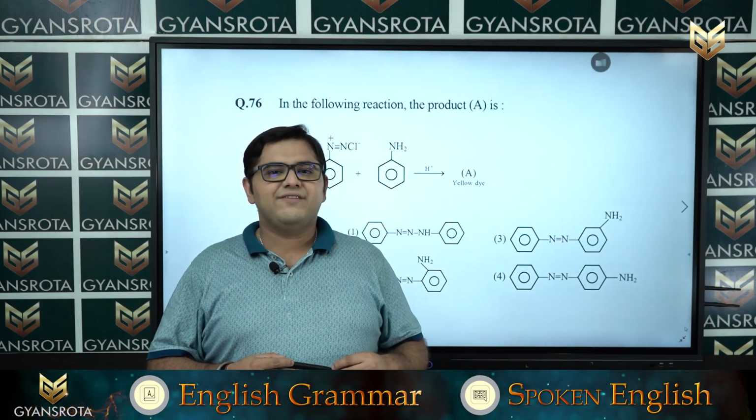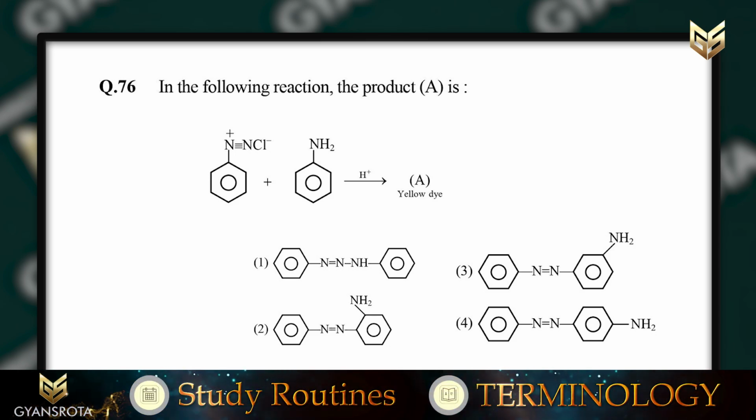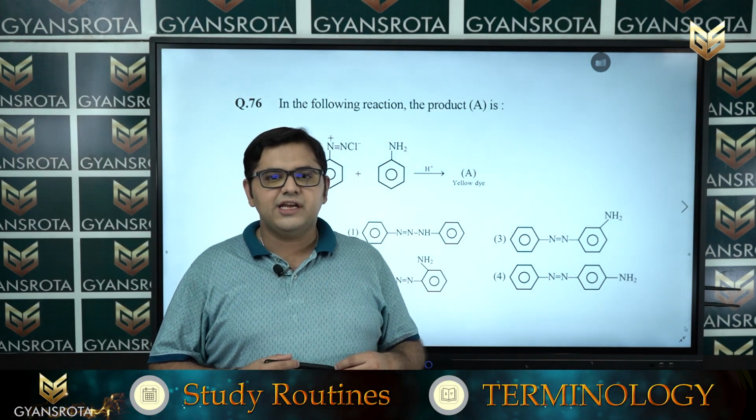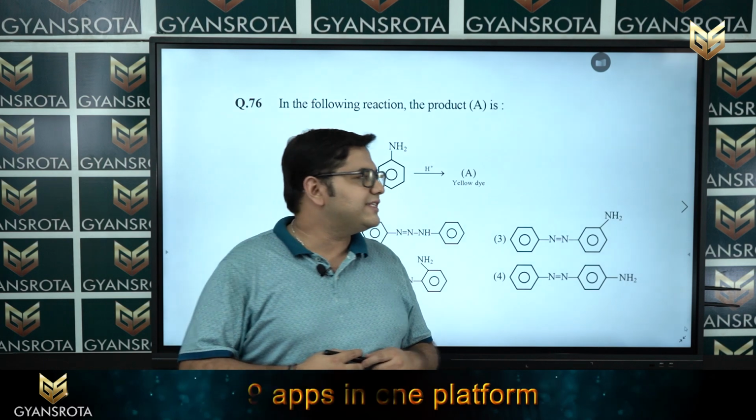So question number 76 is on your screen. In the following reaction, the product A is. Now this question comes from the nitrogen containing compounds of your class 12 NCERT. So now we are moving to the solution part.